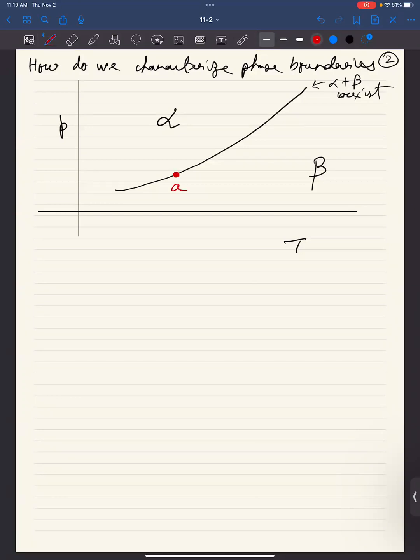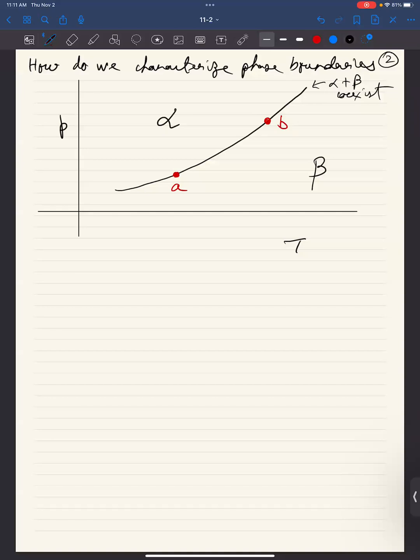Okay, so let's consider 2 points on this curve. Let's consider point A and let's consider point B. Here I have drawn point A and B very far from each other, but in reality, we are thinking about point A and B very close to each other. Small change along this curve. Anytime you describe a curve, you are interested in small changes around the curve. We want to find the slope of this curve at a given pressure and temperature.